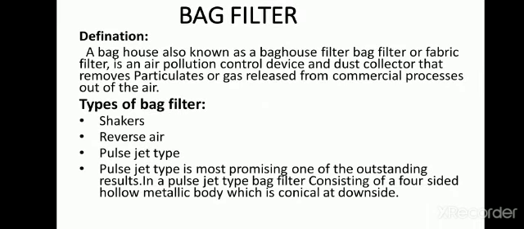There are three types of bag filter. First, shaker; second, reverse air; third, pulse jet type. Pulse jet type is most promising and gives outstanding results in the industry. In a pulse jet type, the bag filter consists of a four-sided hollow metallic body which is conical at the downside. This conical shape at the downside is also called the hopper.